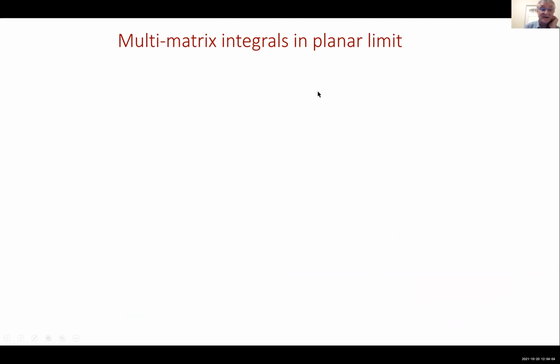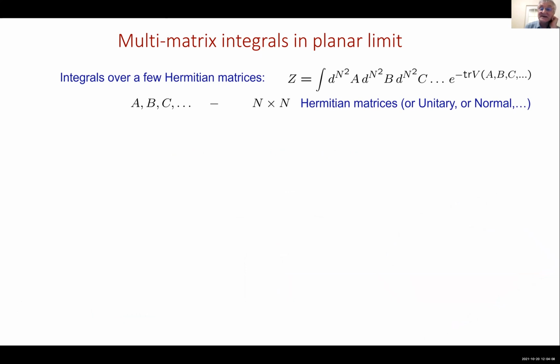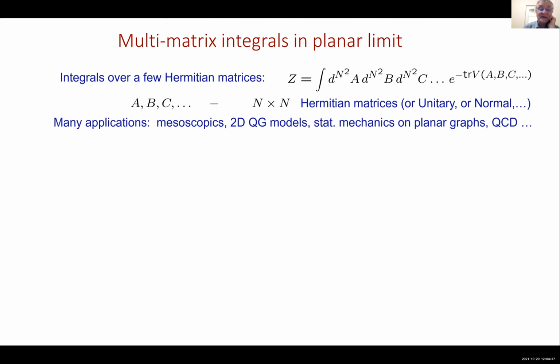The main subject of this talk is the computation of multi-matrix integrals of the kind I show here, multiple integrals over Hermitian N by N matrices, with the weight exponential of trace of any invariant function of these matrices. It could also be applied to unitary matrices, normal matrices, but we will work with Hermitian ones so far. There are many applications of such matrix integrals in mesoscopics, in two-dimensional quantum gravity models, in statistical mechanics on planar graphs, and even QCD. In Eguchi-Kawai reduction, for example, it's a multi-matrix model, and so on and so on.